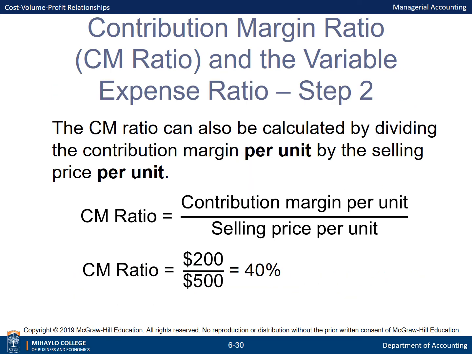The CM ratio can also be calculated by dividing the contribution margin per unit by the selling price per unit. $200 divided by $500 equals 40%.